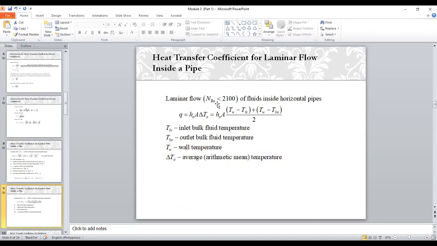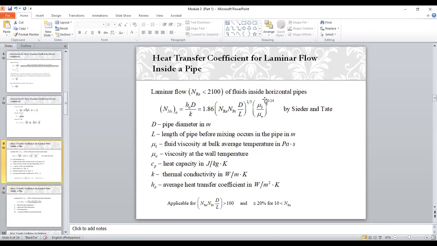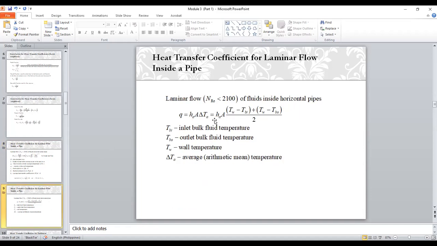Again, this one is for laminar flow. Meaning, class, allow me to speak in our dialect, you will use this together with this particular formula. Because this formula will tell you the hA value that you will substitute in here. Again, for laminar flow. So T sub bi and T sub bo, together with T sub w and delta T sub a, are all defined in here.